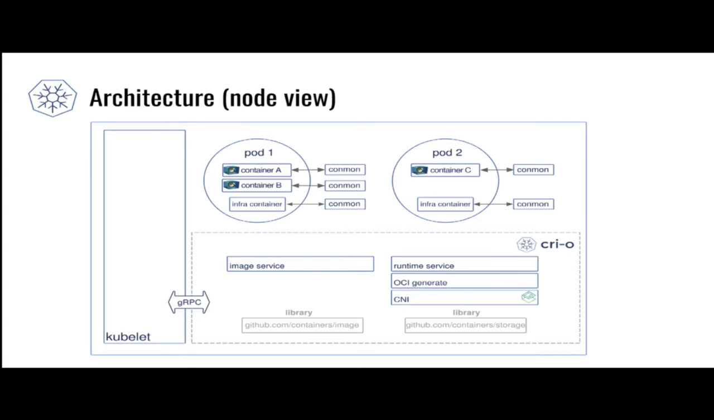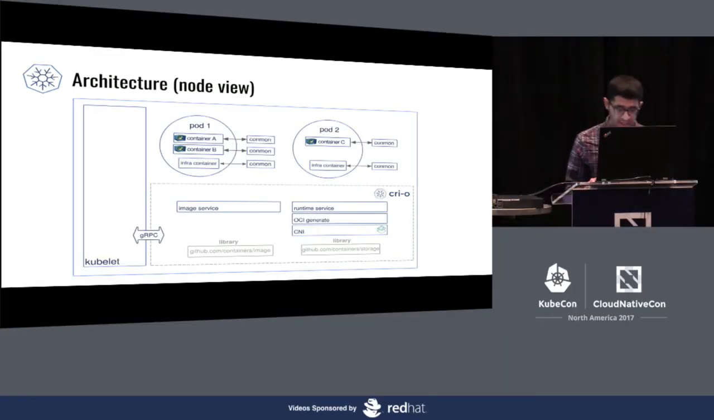So CNI is very orthogonal. It just takes a network namespace, and before the container is started, it goes into the network namespace and does what it needs to, and sets up an IP address that is returned to the kubelet. And then on top, you can see a couple of pods running, similar to the diagram that we saw earlier.